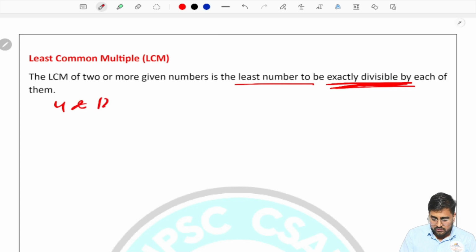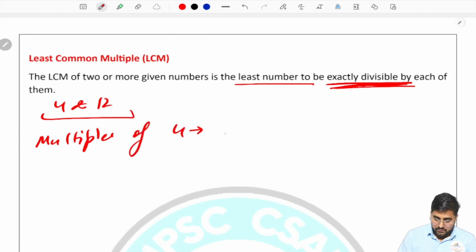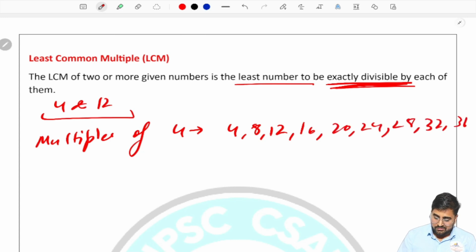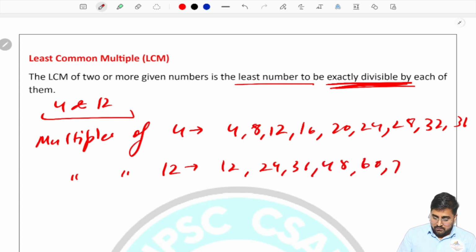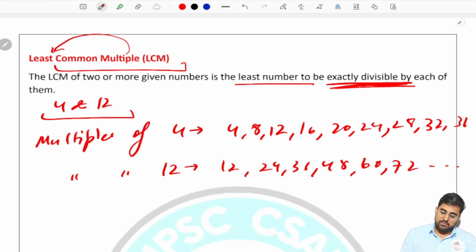4 and 12. It's a good number. Begin with multiples of 4: 4, 8, 12, 16, 20, 24, 28, 32, 36. Now multiples of 12: 12, 24, 36, 48, 60, 72 and so on. Now we are talking about the common multiple, but we have to find out the least one. Let's start.